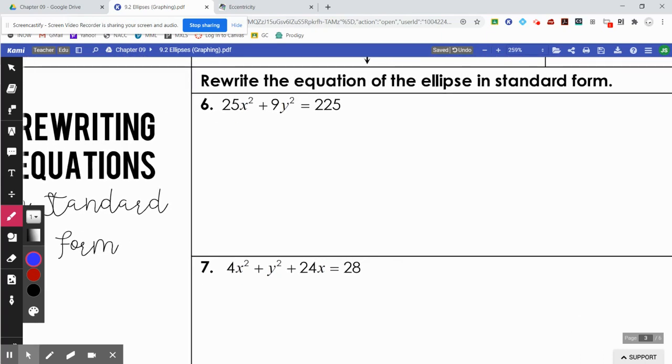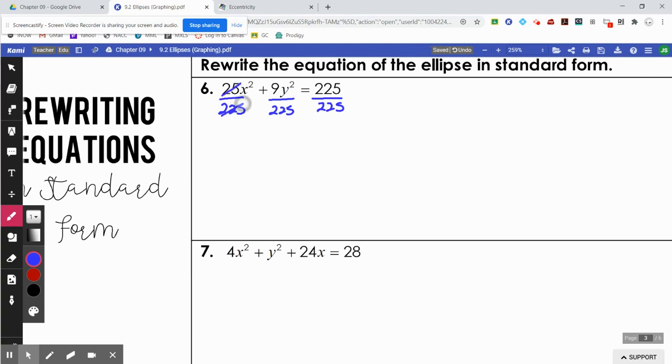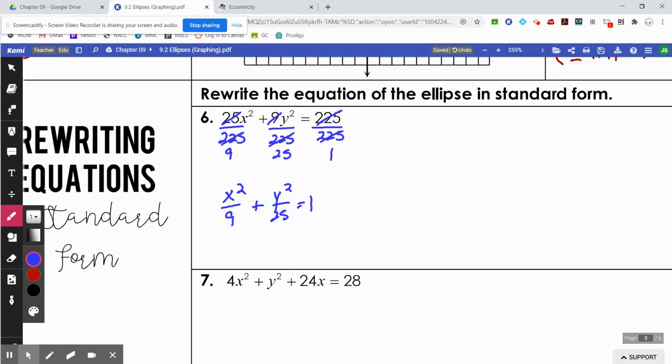Now, the biggest thing I noticed about ellipses is this number over here has to equal 1. So to get this one in the right form, we're going to divide everything by 225 to get our equals 1 over there. And the rest of this stuff we're just going to reduce. 25 over 225 gives you 9. 9 over 225 gives you 25, and then 225 over 225 again gives you 1. So you have x squared over 9 plus y squared over 25 is equal to 1. Now it looks like the standard form.